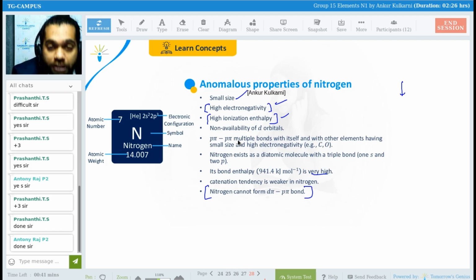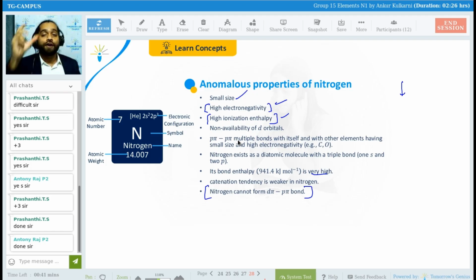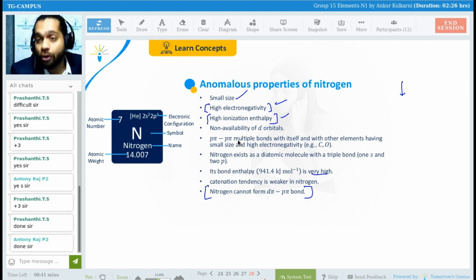Due to the size of your nitrogen being small, the properties go according to our rule, but the properties are very, very high. The size is very, very small. The electronegativity is very, very high as compared to the other elements. That's why we consider all of these properties as anomalous properties of nitrogen. Is it clear? Yes? Is it clear?